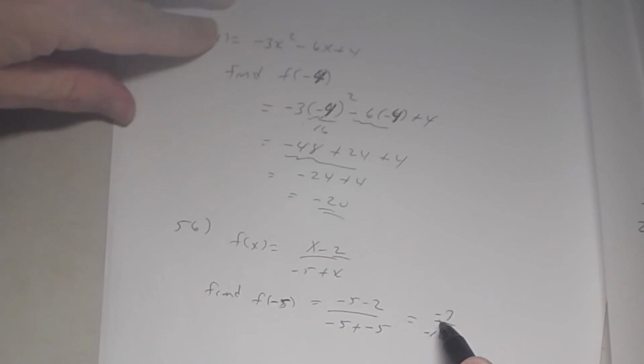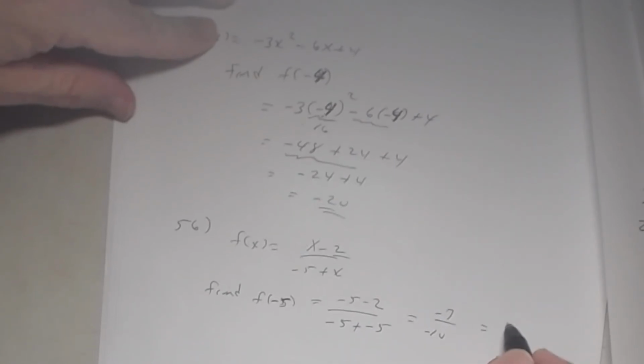What's the numerator? Negative 7. What's the denominator? Negative 10. Don't leave it as negative 7 over negative 10, because you're supposed to know that a negative divided by a negative is a positive. Positive 7 tenths, 7/10. That's the answer.